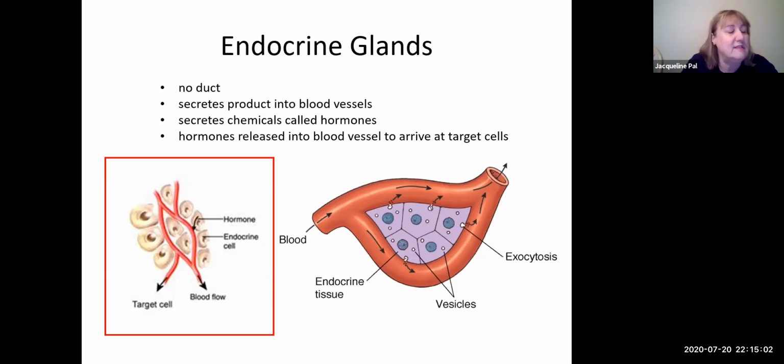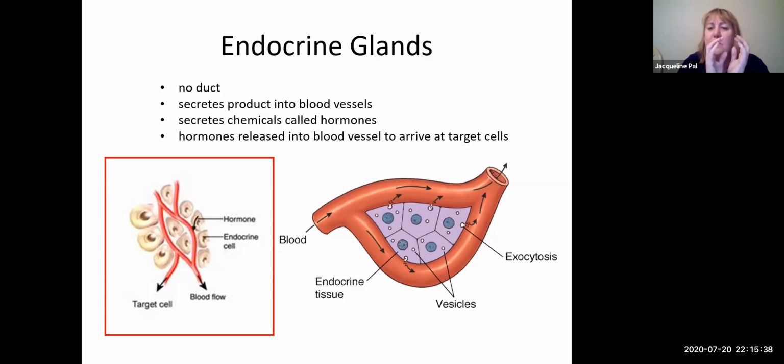So an endocrine gland does not have a duct. It's not taking any product to a surface, whether it's an internal surface or outer surface of your body, it doesn't matter. What it does is its secretions go directly into the blood vessels. And these chemicals that it's secreting, we call these hormones. And so once these hormones are in the blood vessel, then they travel usually long distance to arrive at their target cells. And so there are a lot of different endocrine glands and a lot of different hormones.